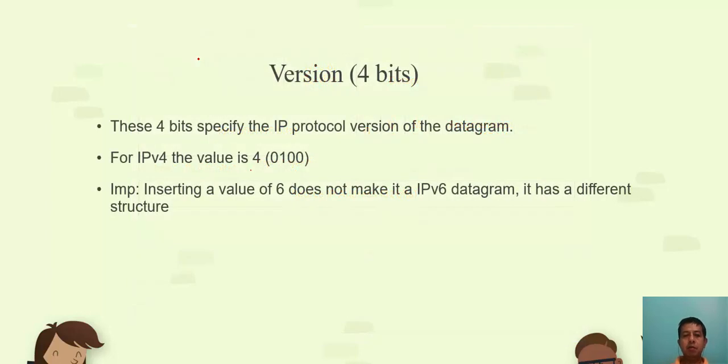Now be clear about this: if you insert a value of 6 in this header field, it does not make it an IPv6 datagram. The IPv6 datagram is a completely different type of datagram with a different structure. So the value in this field in IP version 4 will always be 4. It cannot have any other value. It cannot even have 6, because that does not make it an IP version 6 datagram. So the first header field in IPv4, named version, will contain a value of 4.